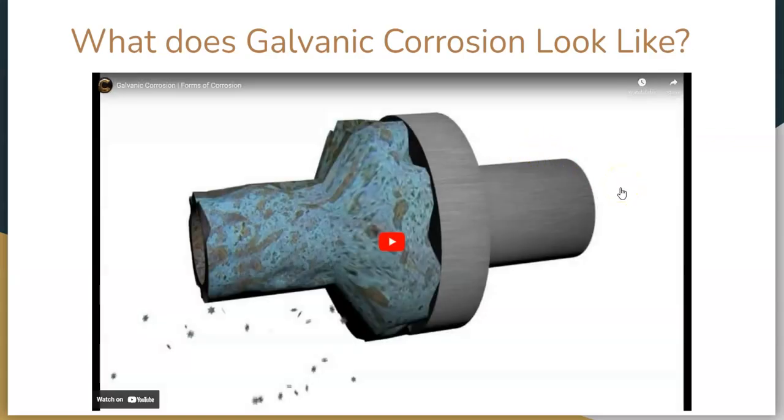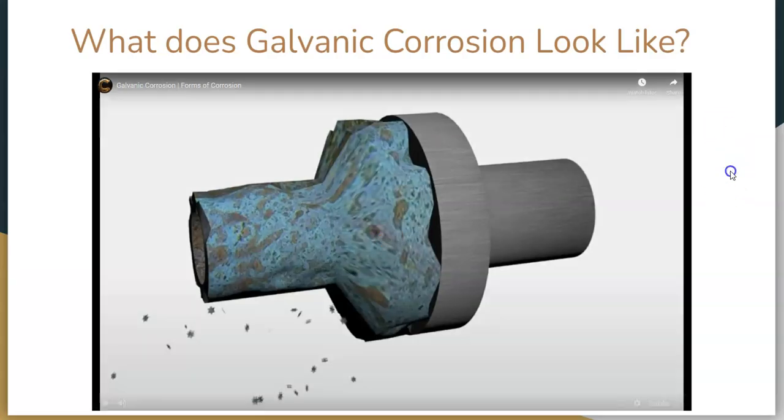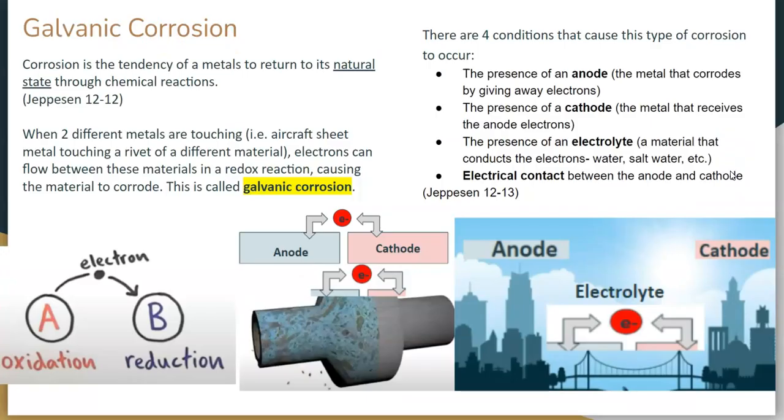So we have galvanic corrosion right here, and I have this video embedded already into a different part of the presentation, so I'm going to skip ahead of this. But let's do an explanation of what galvanic corrosion is. At this point, you've already taken a look at things. Galvanic corrosion is the tendency of metals to return to their natural state through chemical reactions.